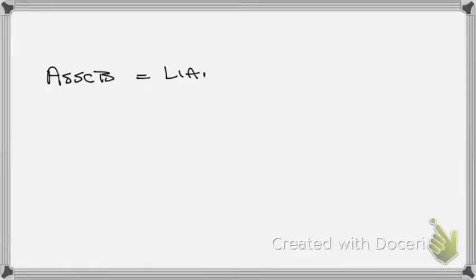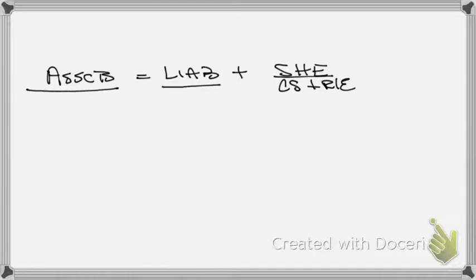So we have our assets equals liabilities plus stockholders' equity. And we've kind of mentioned we have common stock and retained earnings underneath here. And what we're now going to talk about, we talked about increases and decreases, but now we're going to start talking about our increases and decreases in the forms of debits and credits.